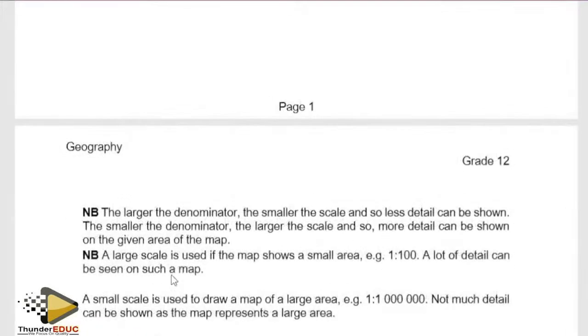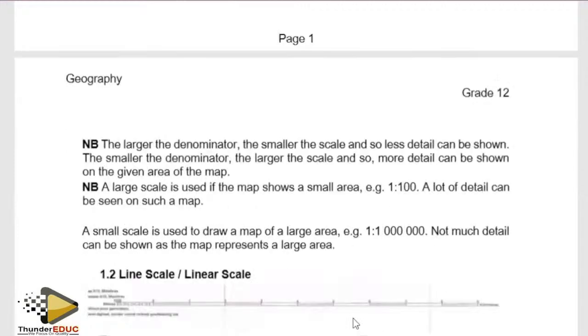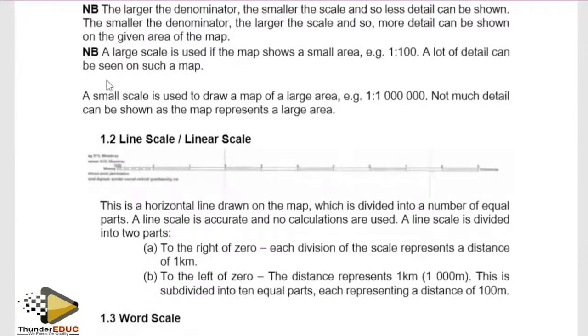Also, a large scale is used if the map shows a smaller area. For example, 1 to 100, a lot of details can be seen on such a map. As I said, 100 mathematically is smaller than 10,000. But in terms of details, it will have more details that you will see on that area because it will be larger, it will be enlarged. In other words, it's like it is zoomed in, so you'll have a lot of things to see there. Okay, that was the first scale.